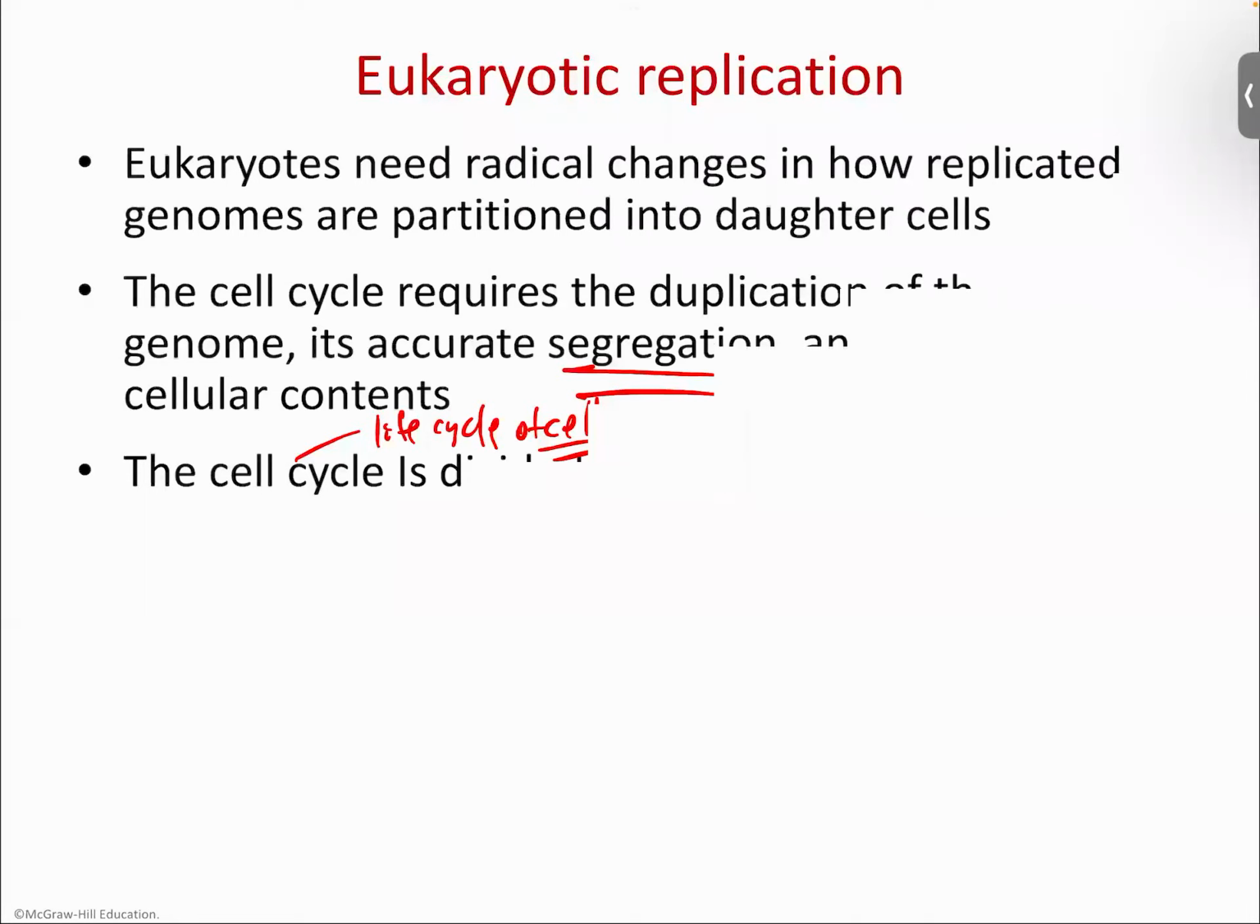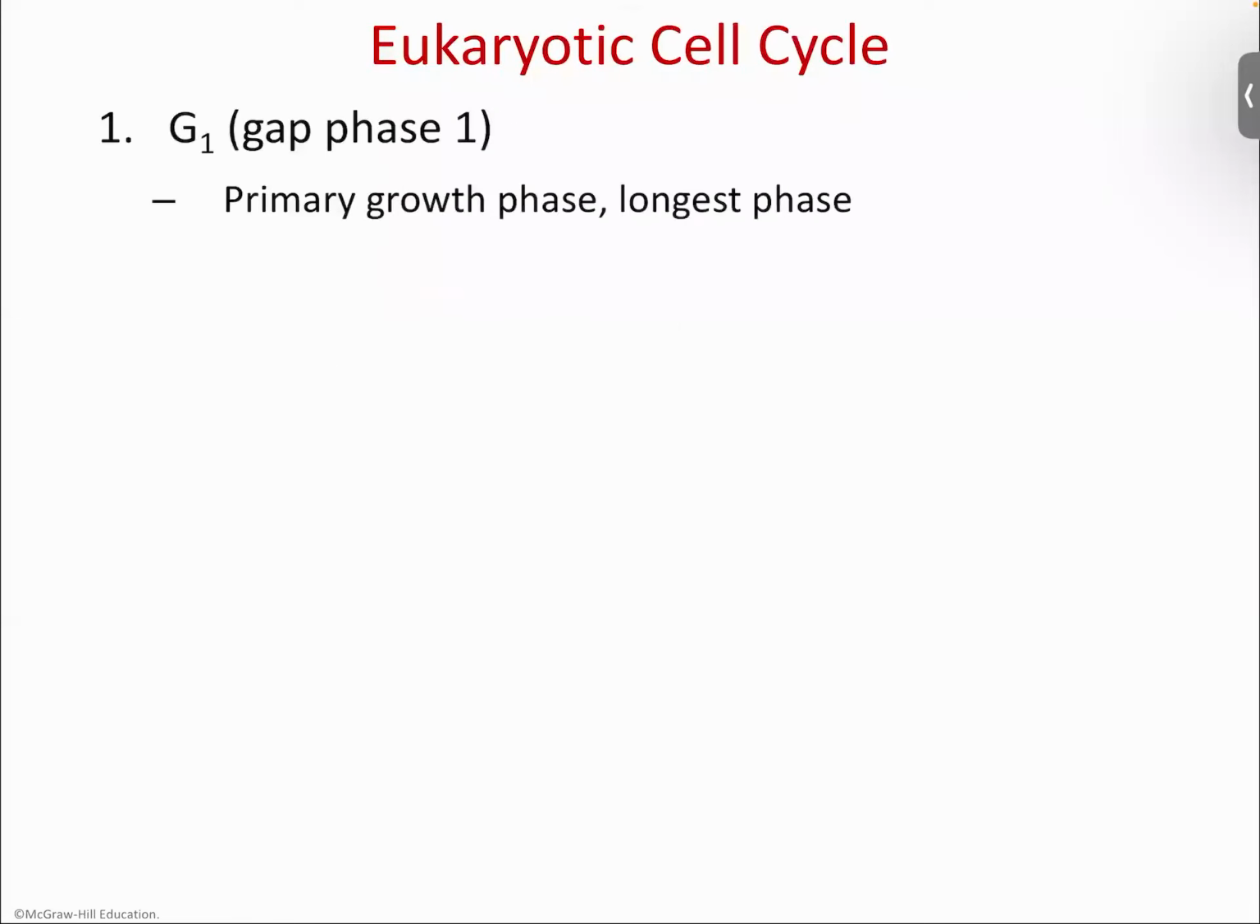So let's start off with the first phase of the cell cycle, which is called G1, or gap 1. For a cell, this is your growth phase. This is like your cellular childhood.